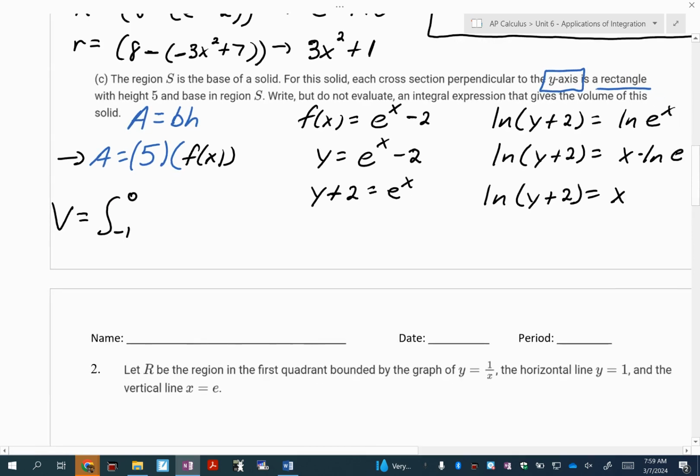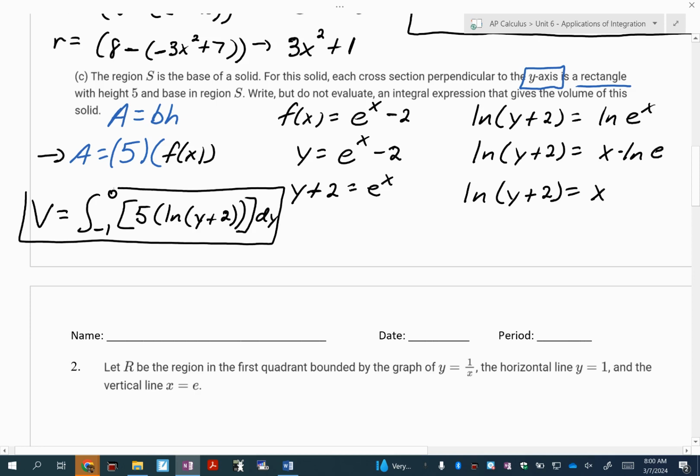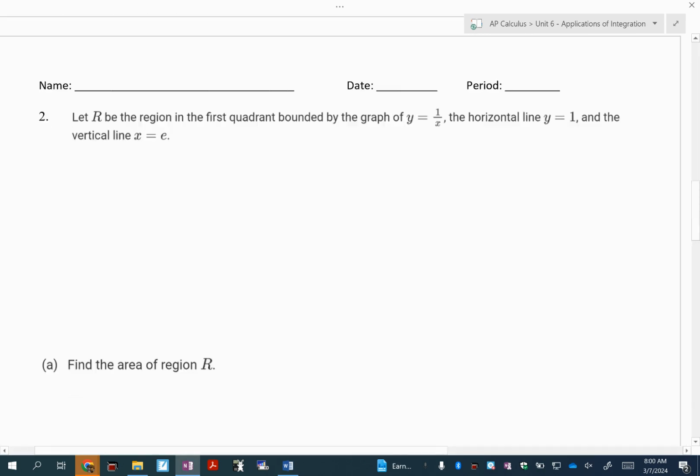And then I'm going to write my 5 times my height, which I rewrote as the natural log of y plus 2. And then don't forget to put dy. So this right here, if I were to find that value, would give me the volume of that solid. Okay, so that is it for the first question here on the free response questions, looking at some different opportunities for area and volume. Okay, let's do number 2.